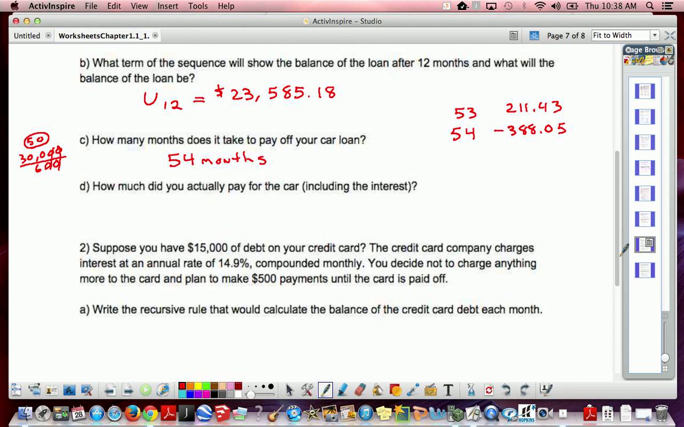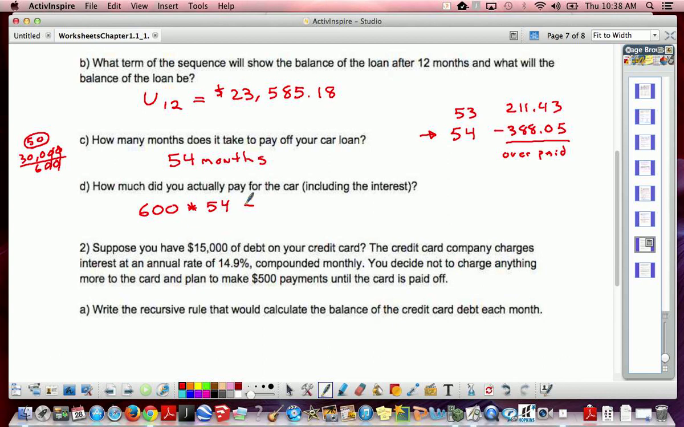So when we're trying to figure out how much I actually paid for the car, I was paying $600. I did that for 54 months. But on the 54th month, this is how much you overpaid by on that last month. Okay? So that's how much you overpaid.